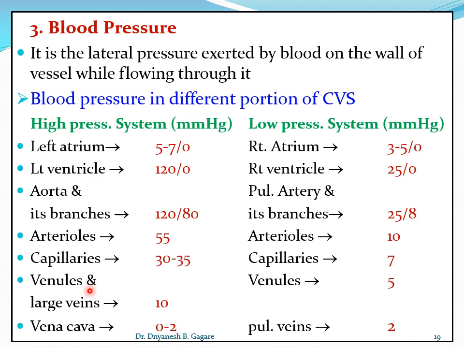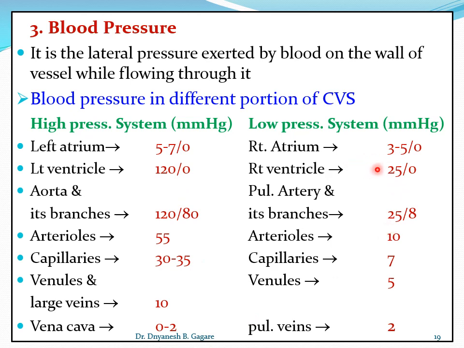And if you go to the veins or the large veins, then it decreases to 10 millimeters of mercury, and the blood pressure in the vena cava is just 0 to 2 millimeters of mercury. So it is in the left side, in the systemic circulation. It's a high pressure system. These pictures are the figures of blood pressure in systemic circulation.